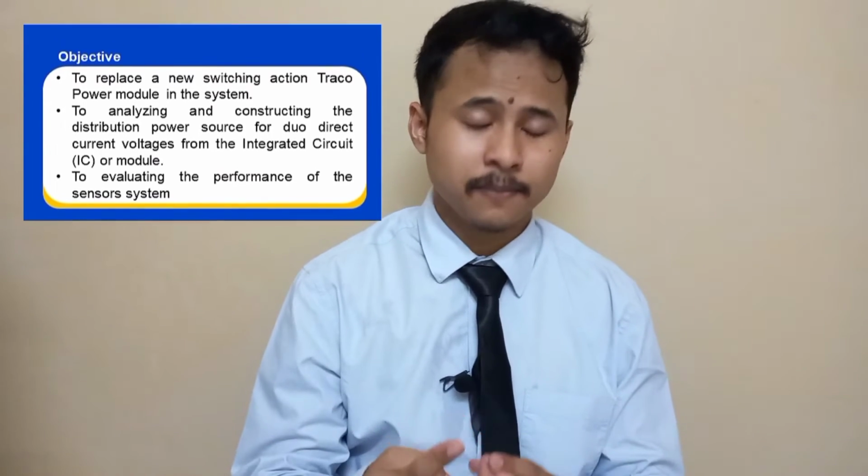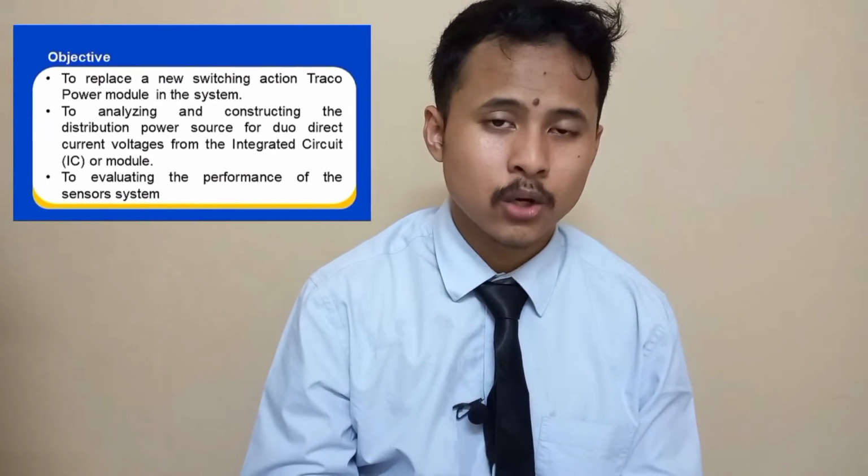This project consists of three main objectives. Firstly, replacing the Traco power for the switching action. Secondly, analyzing and constructing the IC circuit for the electromagnetic capability of the system. Lastly, evaluating the system or the sensor after analyzing and replacing this Traco power.